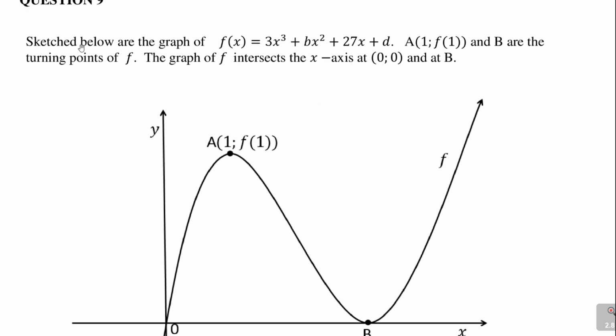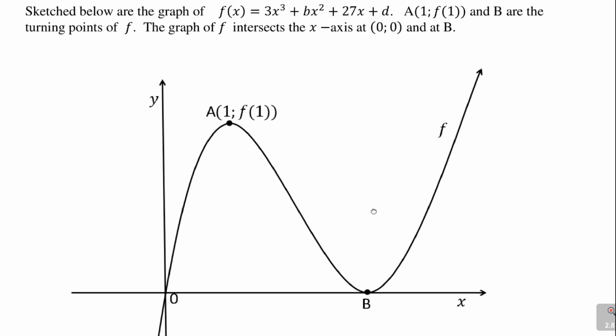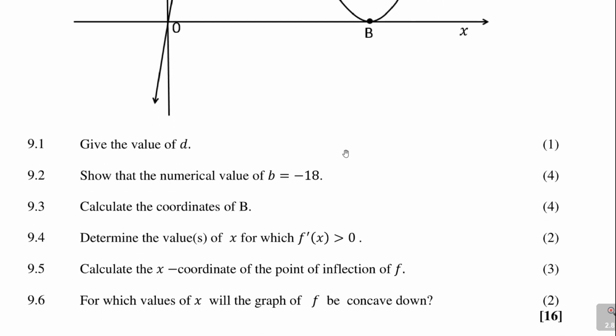It says, sketched below is the graph of f of x, which is equal to this. A and B are the turning points. See, this graph is cutting at A and B. The graph of f intersects the x-axis at 0 and at B. So the turning point is also the point of intersection. Already, these are common graphs or common questions that they ask.